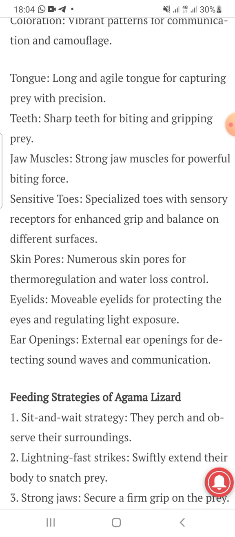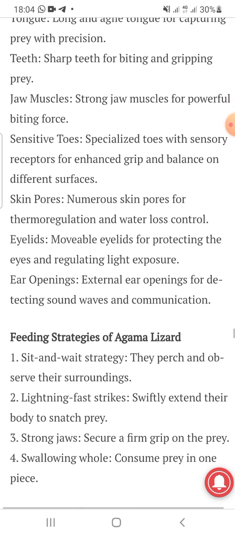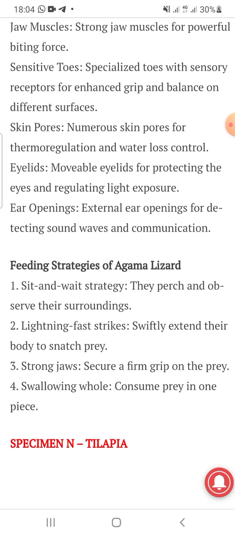Skin pores: numerous skin pores for thermoregulation and water loss control. You have the eyelids: movable eyelids for protecting the eyes and regulating light exposure. You have the ear opening: external ear openings for detecting sound waves and communication.